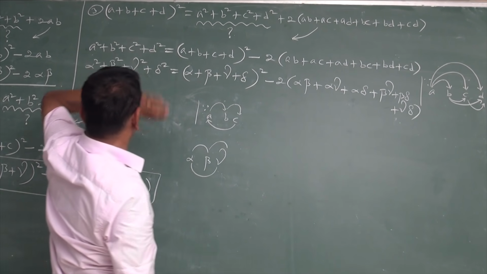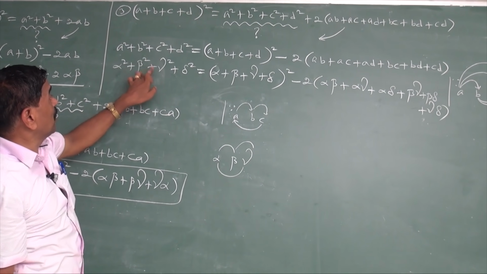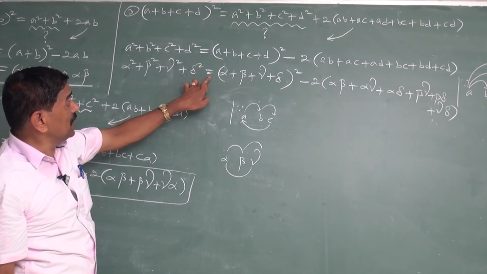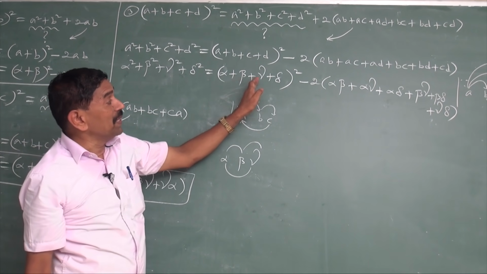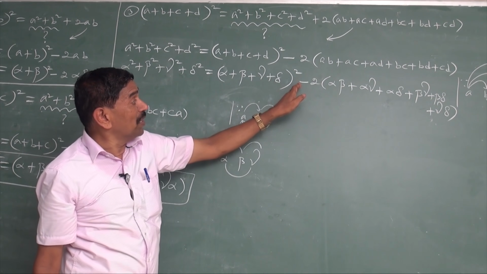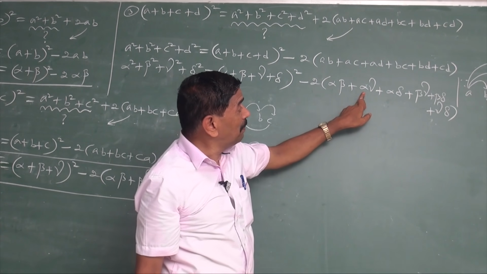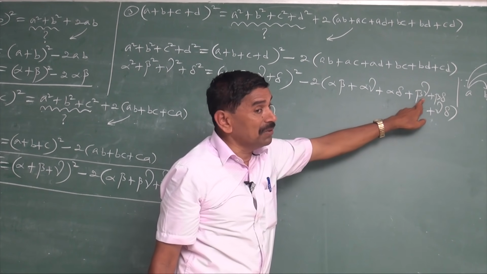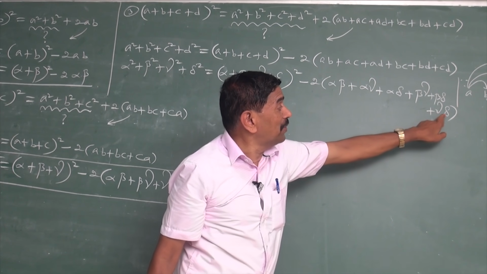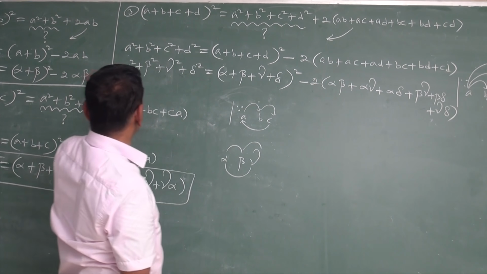Now listen, we have the formula: alpha square plus beta square plus gamma square plus delta square is equal to alpha plus beta plus gamma plus delta the whole square minus twice of alpha beta plus alpha gamma plus alpha delta plus beta gamma plus beta delta plus gamma delta. That's all. So which is the third formula.